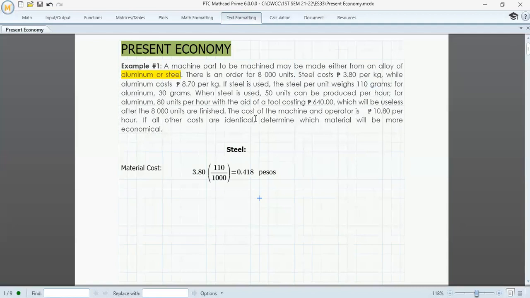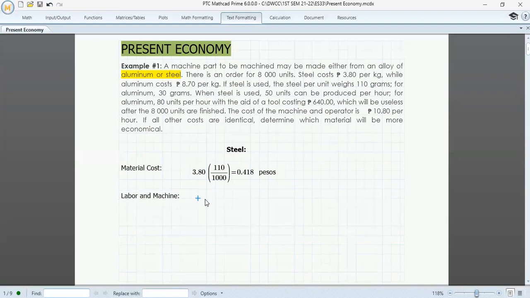Sabi, the cost of the machine and operator is 10.80 per hour. So, gagamit pala tayo ng machine in order to produce yung machine part. Okay? Gagamit tayo ng equipment. Siyempre, yung equipment na yun ay merong mag-ooperate dapat. So, ang gastos natin doon will be 10.80 pesos kada oras. So, lagay ko na lang siguro is labor and machine. We have labor and machine. Okay?